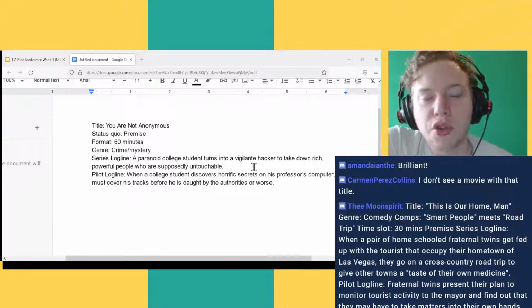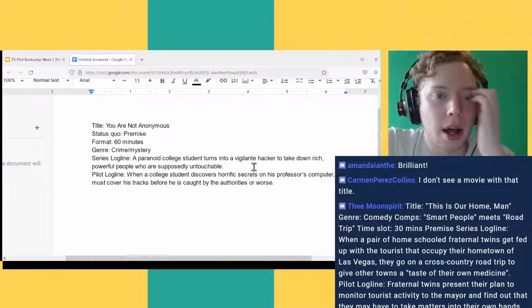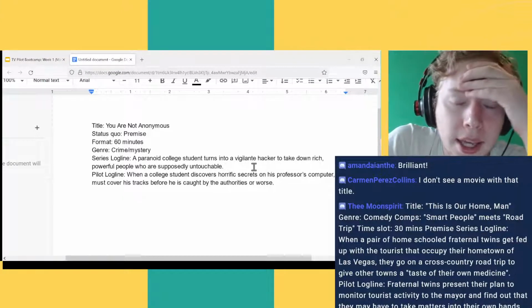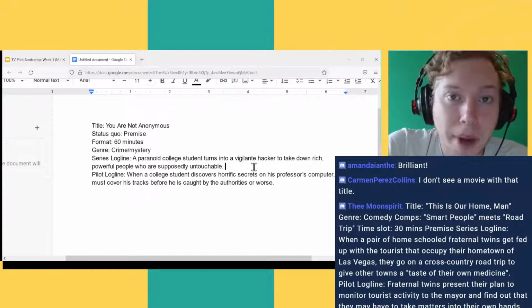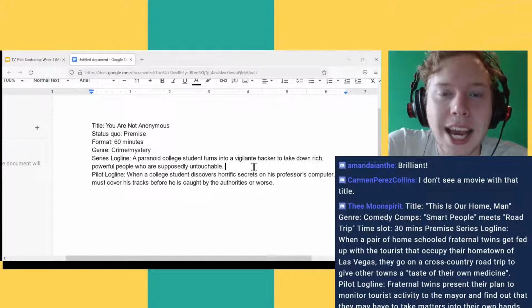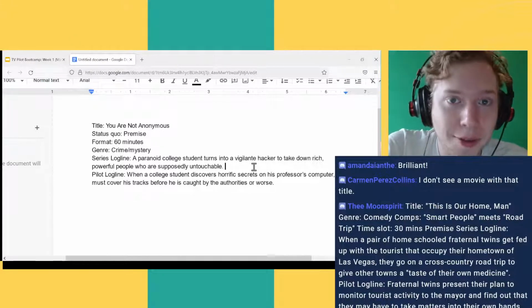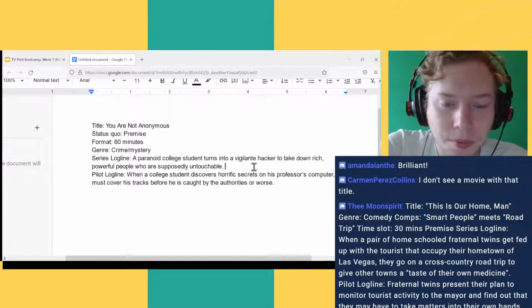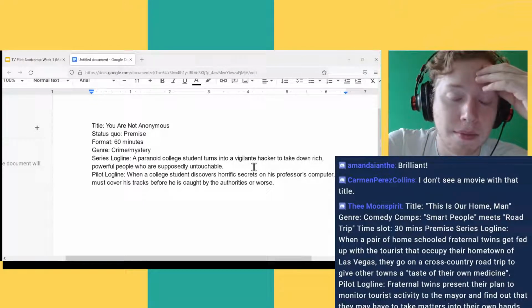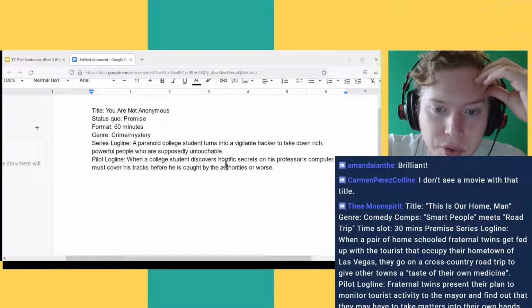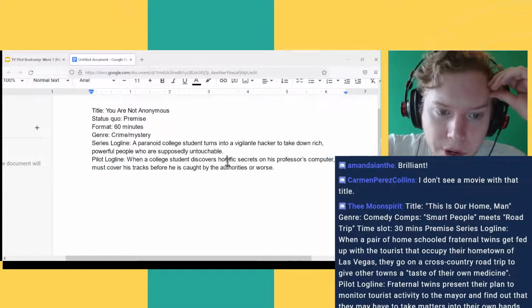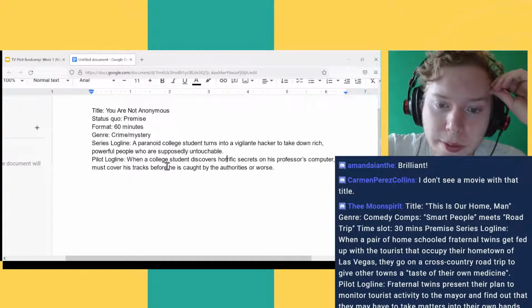Okay, so maybe try to phrase it so that we see why he's doing this. He doesn't have some vendetta against people with money for some reason. I think you're saying he's taking down terrible, rich and powerful people who nobody else can confront. Okay, so: when a college student discovers horrific secrets on his professor's computer, he must cover his tracks before he's caught by the authorities or worse. What's worse?